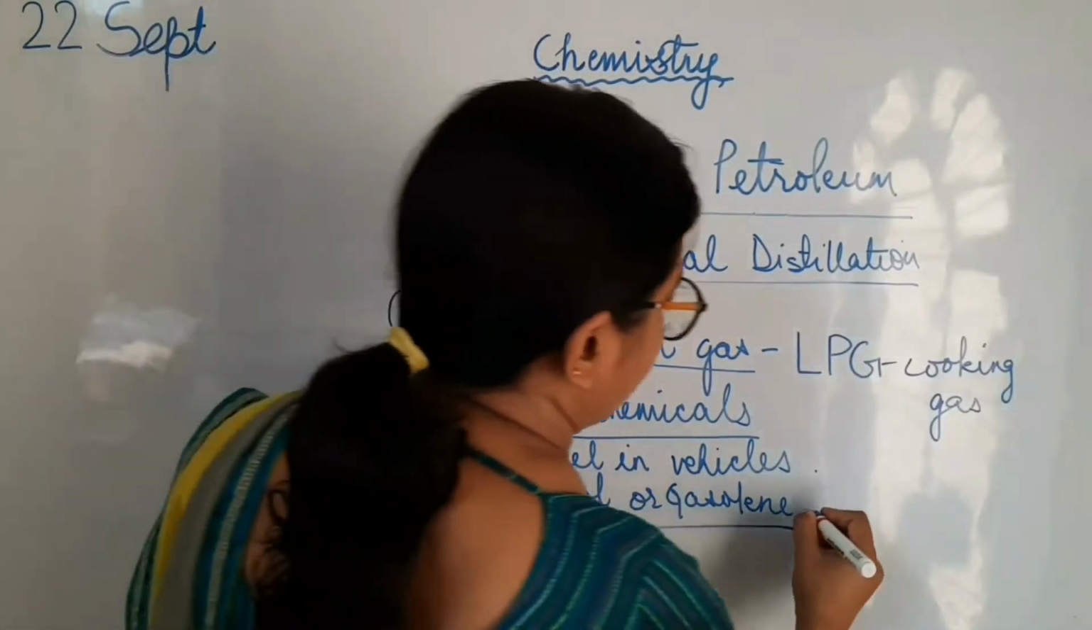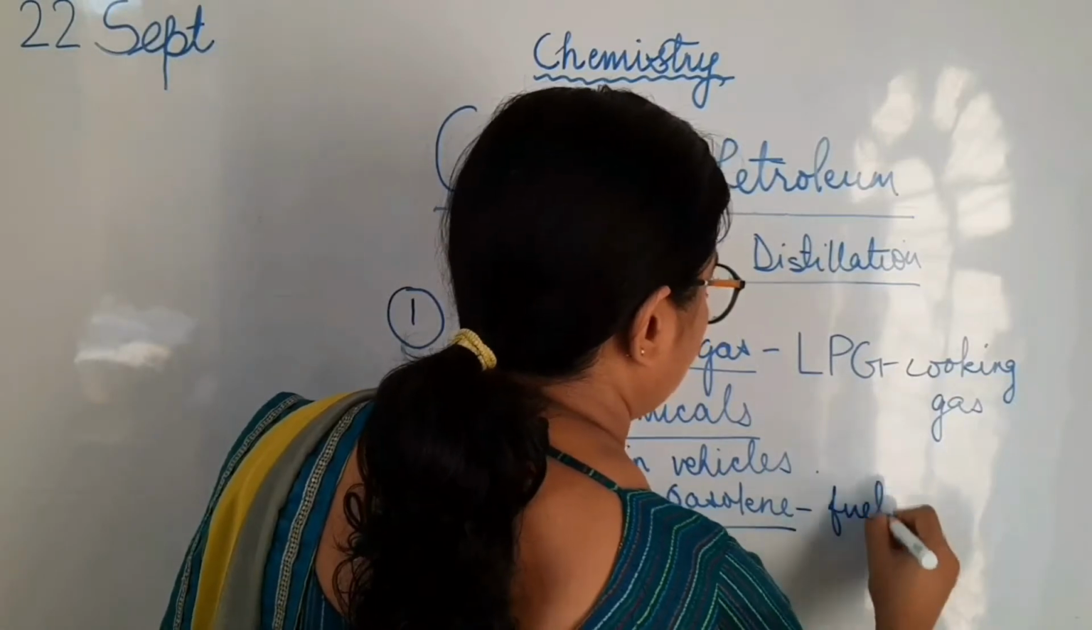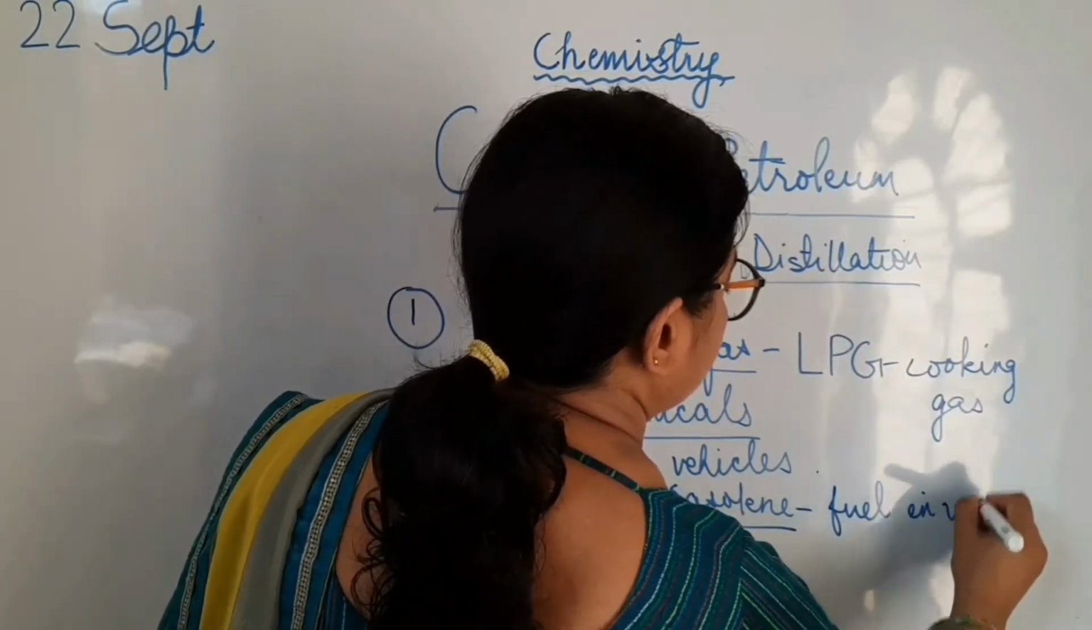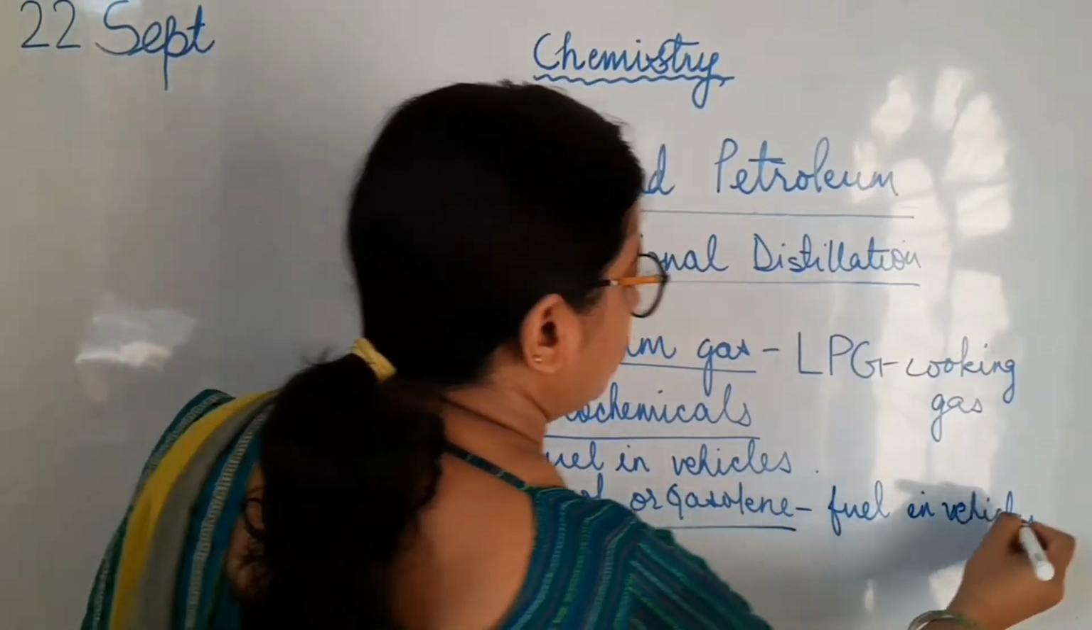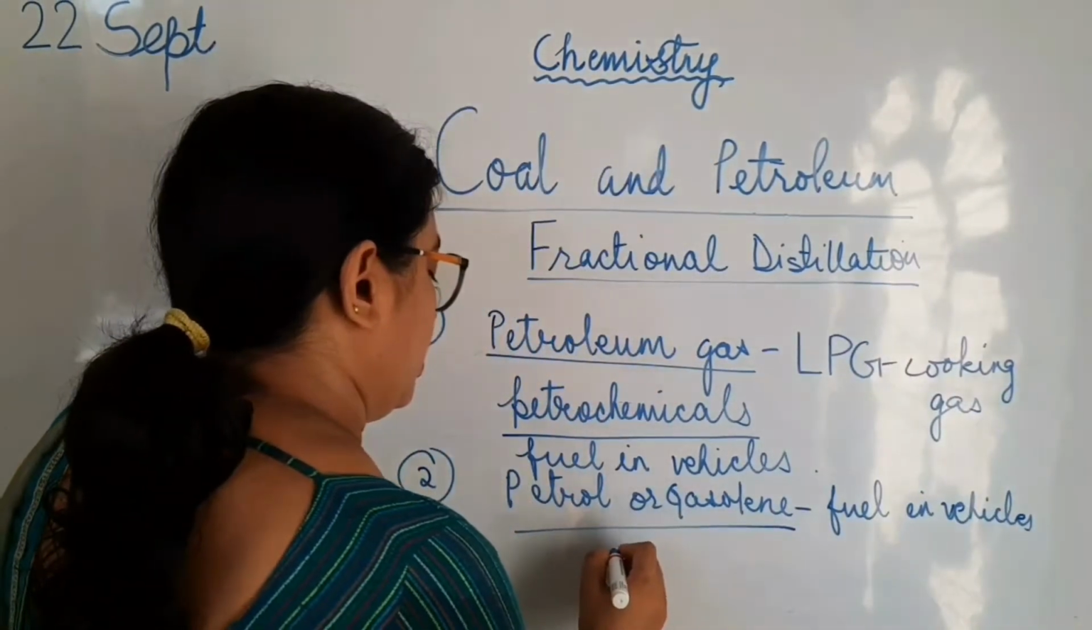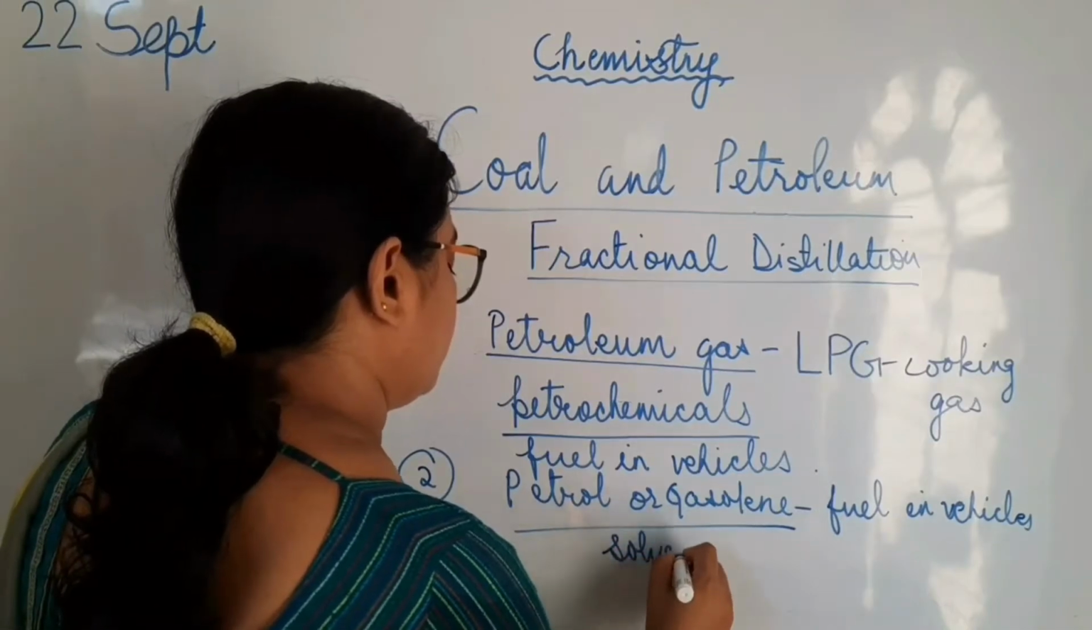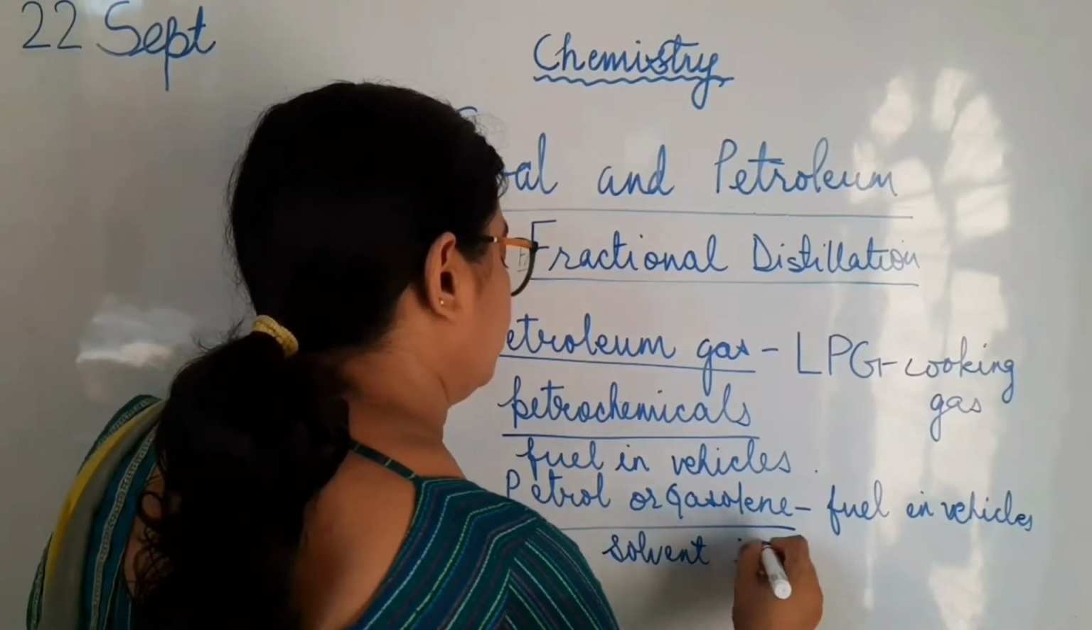So the uses of petrol are as a fuel in vehicles and also as a solvent in dry cleaning.